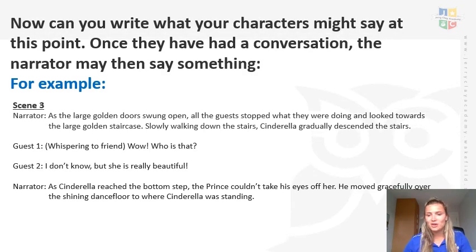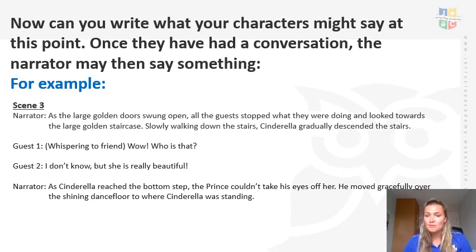So now you can have a go at writing what your narrator will say to introduce your story, and then following it on by something that the guests, or whoever your characters are, are going to say next. So for example, my guests are now going to say, whispering to a friend, so obviously those are my stage directions, "Wow, who is that?" And the other guest might say, "I don't know, but she's really beautiful."